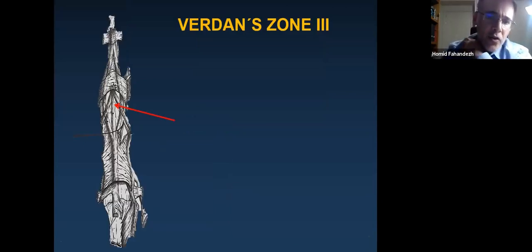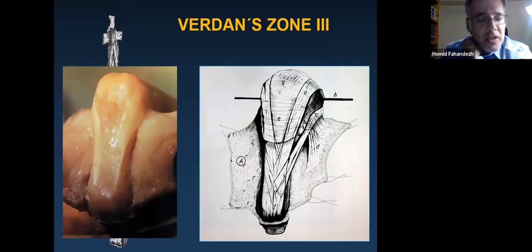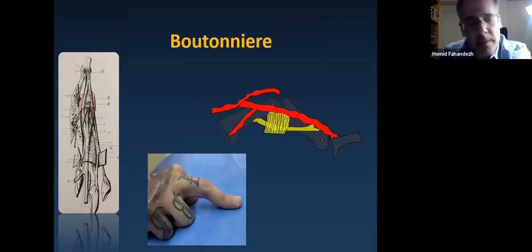Distally, in the Verdan zone 3, the most frequent injury is the central band injury. And as you know, the central band attaches in the dorsal aspect of the middle phalanx. And the injury that most frequently occurs is the boutonniere disease. So in a situation of pain in the dorsal aspect of the PIP joint after one hit in the finger with an acute flexion, we must suspect a boutonniere disease.